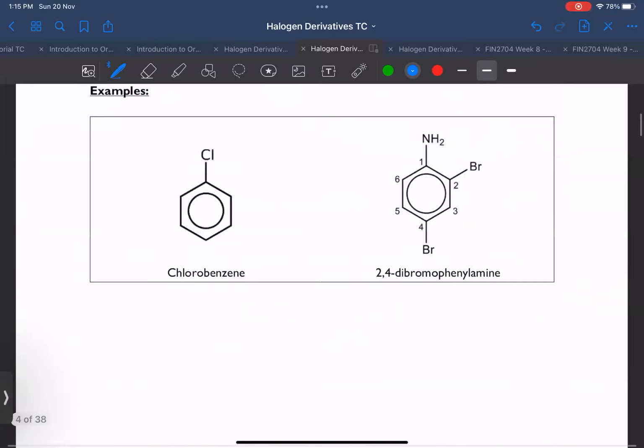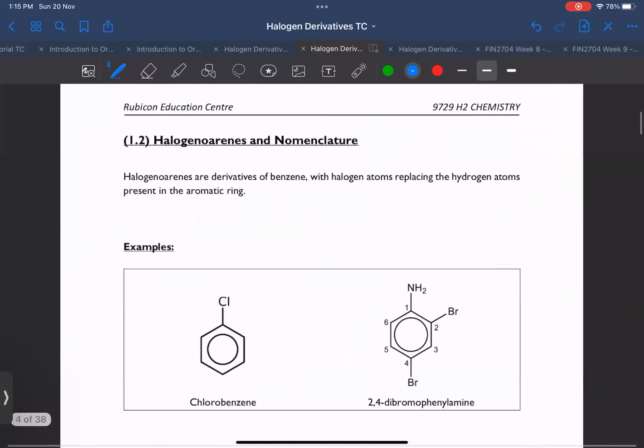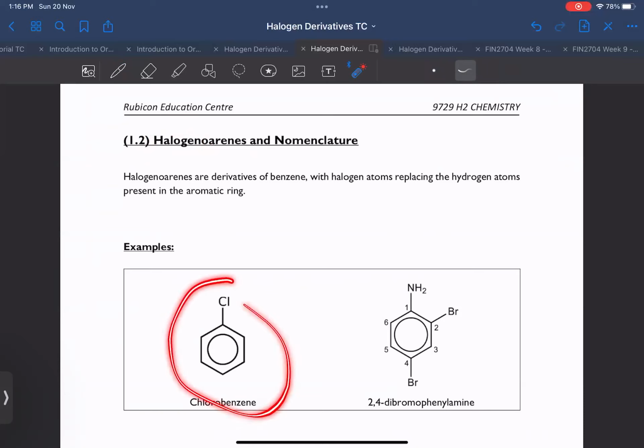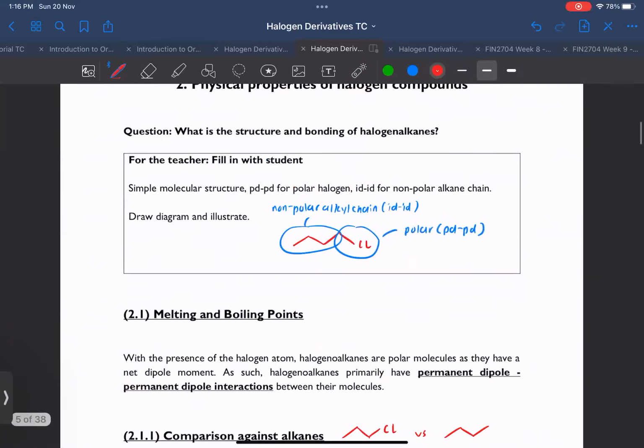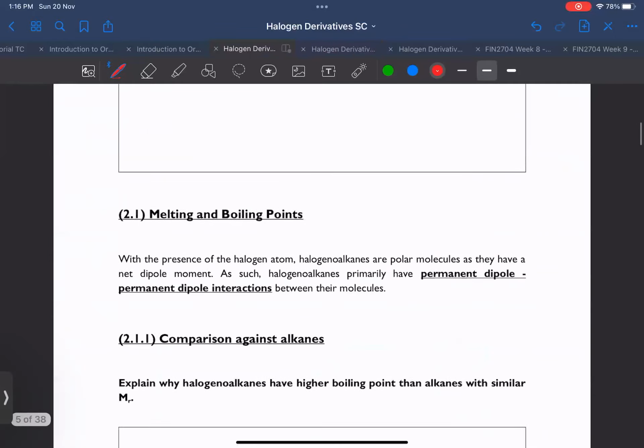Let's see, page 4. There's nothing much for me to go through, because halogenoarenes, as you can already guess, has a halogen bonded onto a benzene ring. I'm not really going to go over the naming because benzene, chlorobenzene should be quite obvious. This is a very small part of the topic, so we'll discuss it towards the very end of the topic, not now. All right, then we can just move on to page 5. Let's take a look at page 5 here.